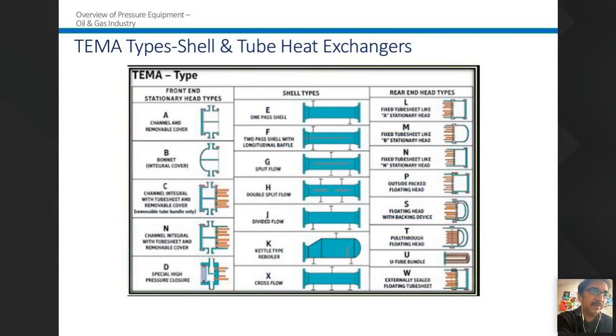And then there are many combinations of heat exchangers possible. You see that the front end can be A, B, C, G type. It's again a configuration. The pass to the shell can be multiple pass. The rear end can be any of the types listed by TEMA. Again, this is the manufacturer's recommended design practice. So heat exchangers can have 100 to 200 types of combinations from what we see.